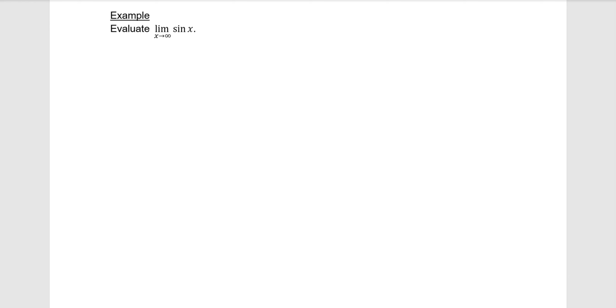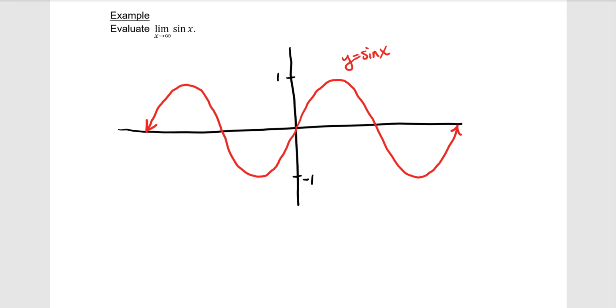Next example, we want to find the limit of sine of x as x goes to infinity. Once again, we can't just take infinity and plug it in. It's not a number, so we cannot do that. Let's think about the graph. We know sine looks something like this, with a range of -1 to +1, and then it oscillates, cuts through the origin, maximum at pi over 2, cuts through at pi, minimum at 3 pi over 2, cuts through at 2 pi, and then it repeats over and over again, and it does the same thing over here in the negative x's.